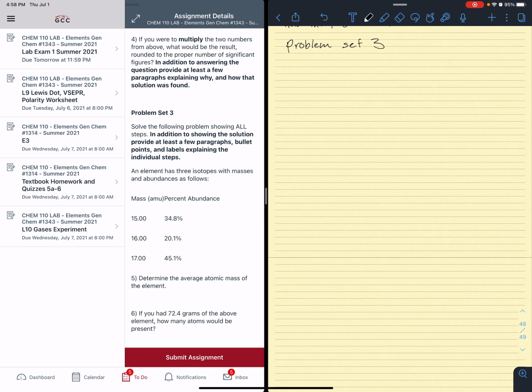So we start by turning the percentage into an actual decimal, and you multiply the decimal by the mass of that isotope. So we start with 15.00 times 0.348, plus the next isotope of the same element, 16.00, times 0.201, and then lastly 17.00 times 0.451.